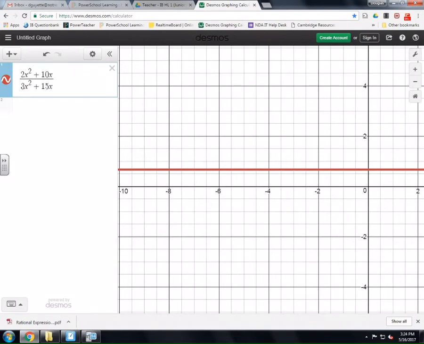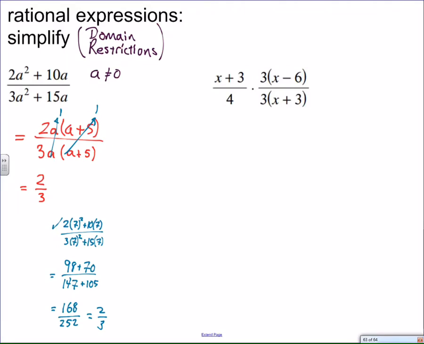So how do you find those restricted values? The answer is really simple. All you have to do is set the denominator equal to 0. Whenever the denominator is 0, that's when you have a restricted value. So I'm going to take this denominator right here and set it equal to 0 and solve. I'm going to use the zero product rule. If a is 0, that's one of my restrictions, or if a was -5, that would give me another restriction. So I include those restrictions at the end. When I say that this simplifies, I will say it simplifies and a cannot be 0 or -5.